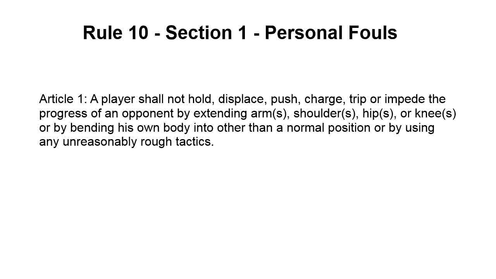by extending arms, shoulders, hips, or knees, or by bending his own body into other than a normal position, or by using any unreasonably rough tactics. This video has two clear-cut examples of this foul being missed by the officiating, so let's get right into it.